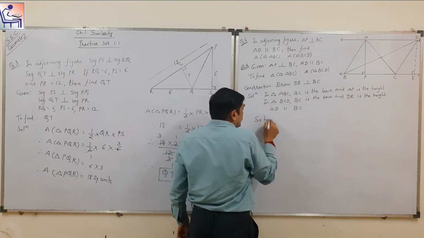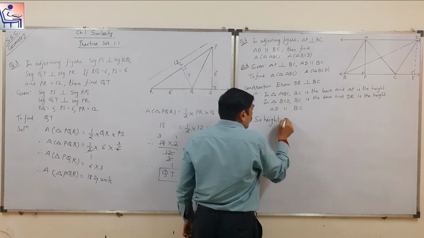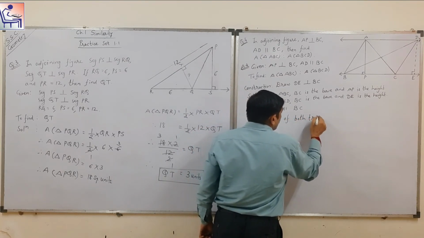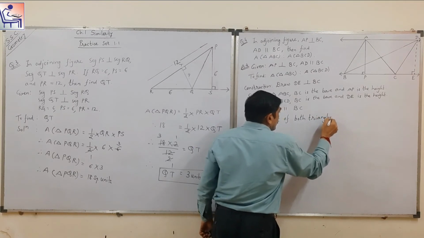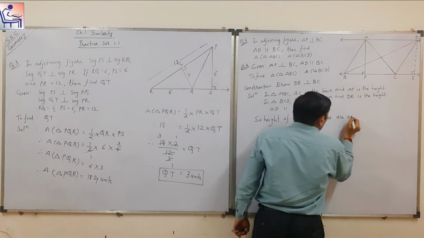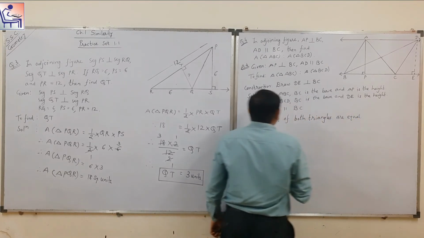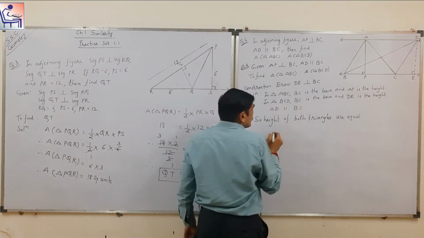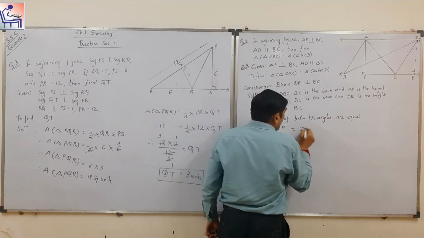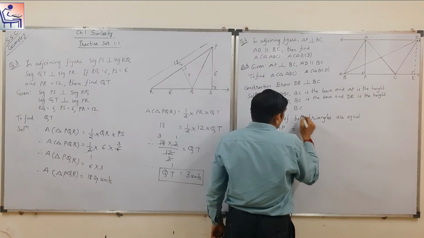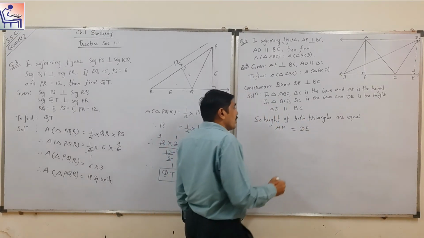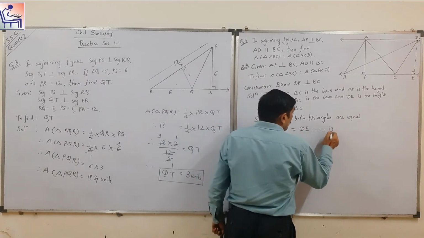So height of both triangles are equal. So here we can say that AP is equal to DE. So here we got this, AP is equal to DE. We can give it a number 1.